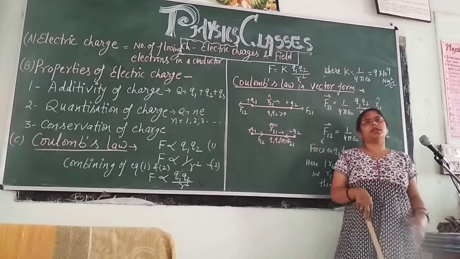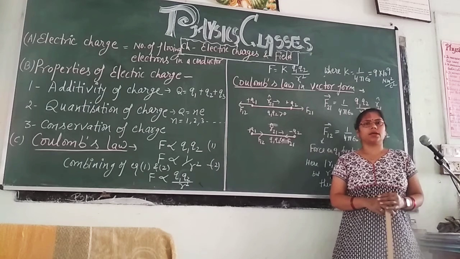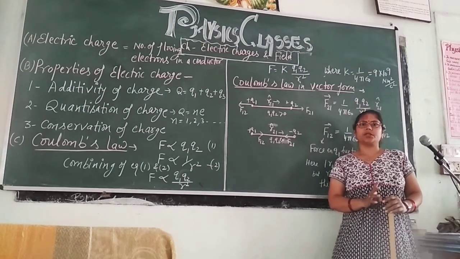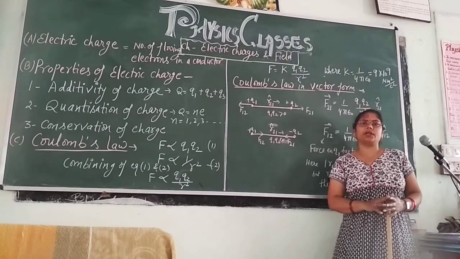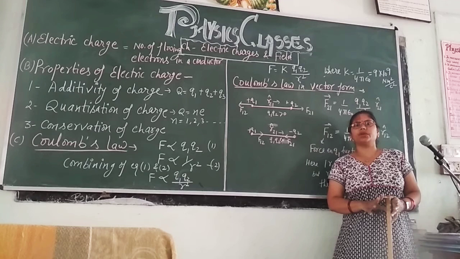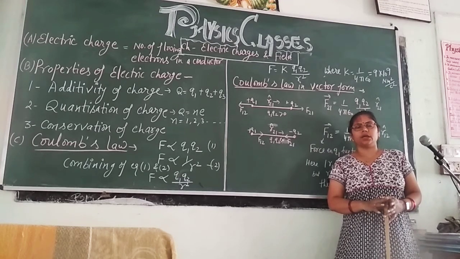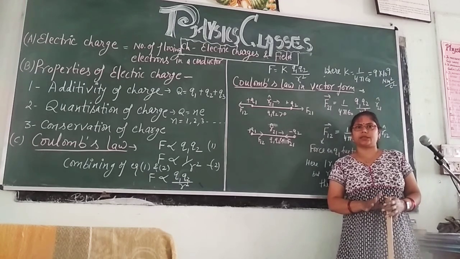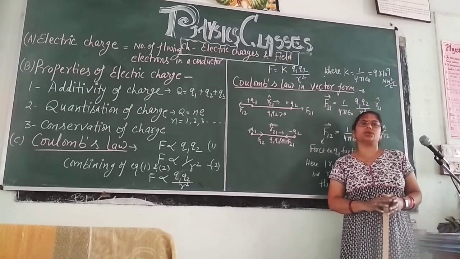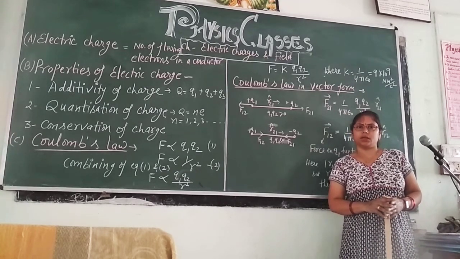As you know, there are three types of substances: conductors, insulators and semiconductors. The substances which have the maximum number of free electrons are known as conductors. The substances which have no free electrons are known as insulators, like plastic, rubber, etc. And the substances which lie between conductors and insulators are known as semiconductors.